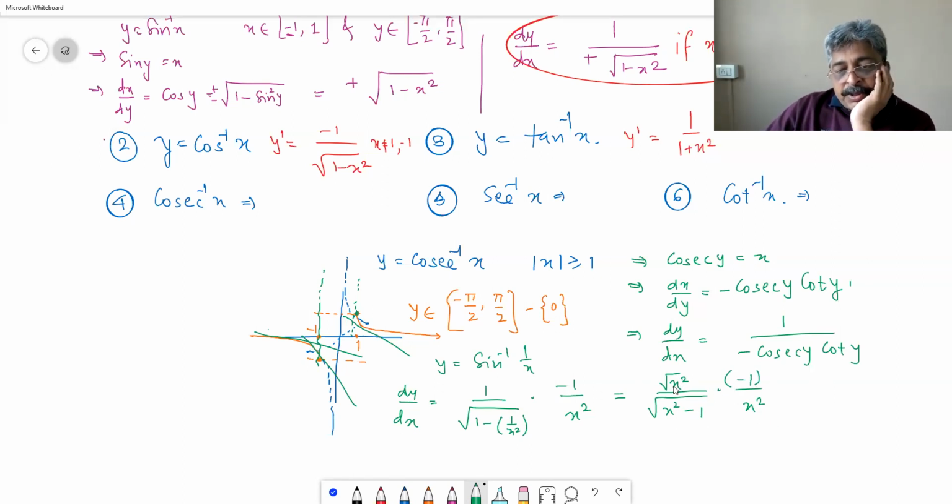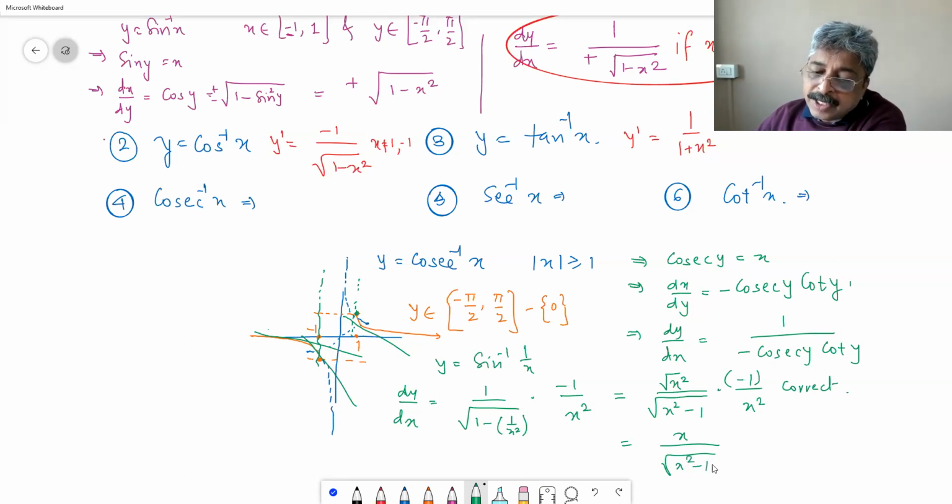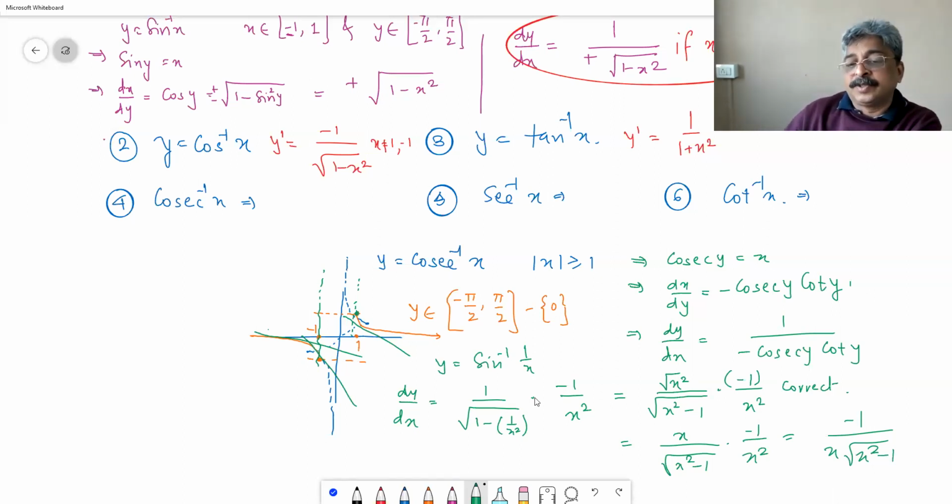And you ended up cancelling this x with one of them and reported your answer. But writing it in this way, it is correct. So far we have not made mistakes. This is correct. But then if you do it like this, x upon radical x square minus 1 times minus 1 upon x square, therefore answer is minus 1 upon x radical x square minus 1, then you are wrong. Because here you are not careful.